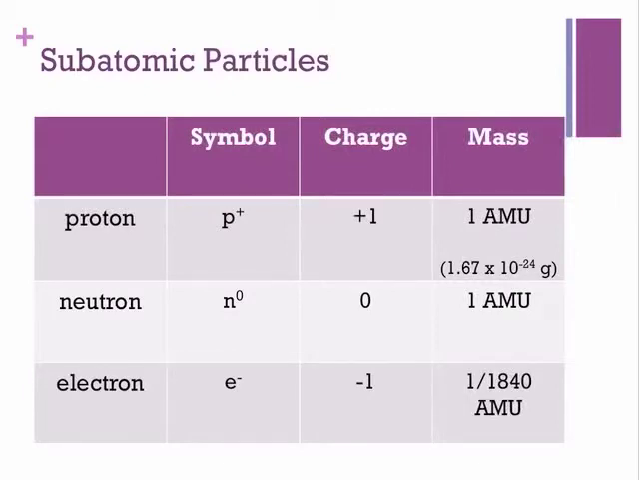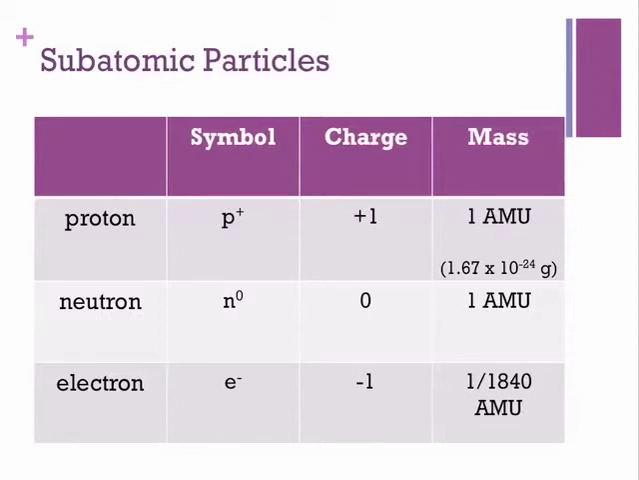So instead of writing that out every time, we say that a proton has a mass of 1 AMU. An AMU is an atomic mass unit. 1 AMU is equal to the mass of 1 atom of hydrogen. Hydrogen typically has no neutrons, so it's basically the mass of 1 proton. For a neutron, we use the symbol N with a superscript 0, because a neutron has no charge. A neutron has a mass of 1 AMU. A proton and a neutron are pretty much the same mass.